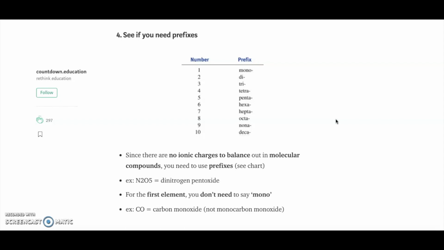Number 4. See if you need prefixes. Since there are no ionic charges to balance out in a molecular compound, you need to use prefixes. You can see those on this chart above. For example, dinitrogen pentoxide. You can see that there's 2 nitrogen, so you're going to use di, and there's 5 oxygen, so you're going to use penta, or pent in this case. For the first element, you do not need to say mono. For example, carbon monoxide, not monocarbon monoxide.